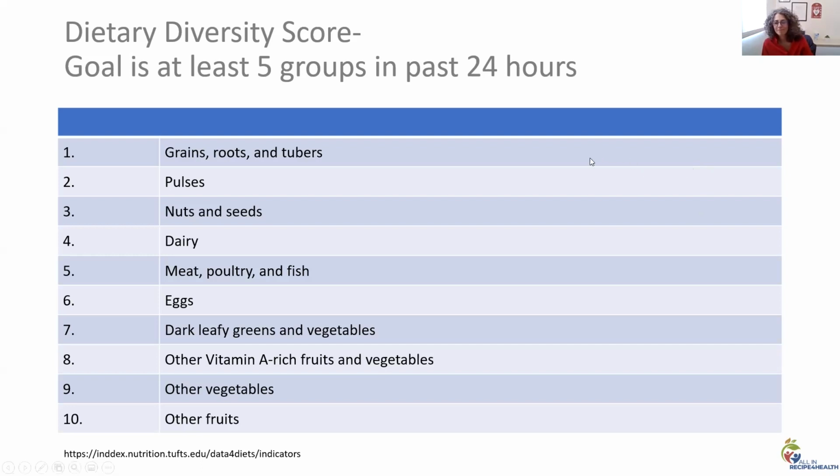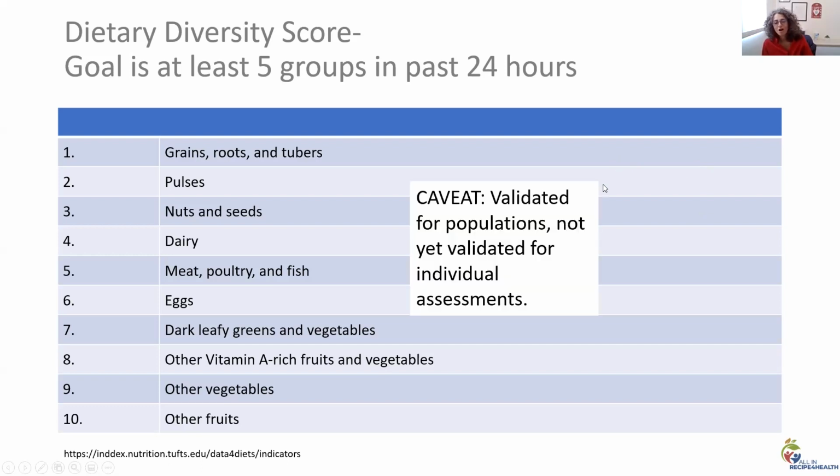And so let's look at Mrs. C. Let's go to her dietary recall. You want to say this one?